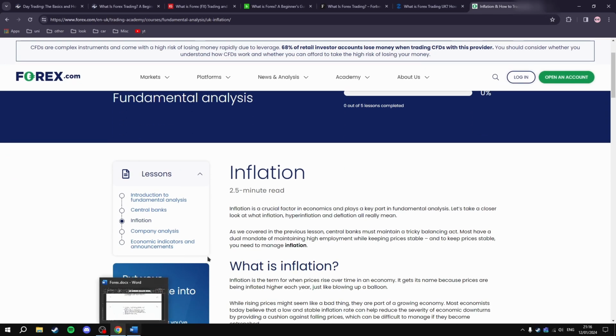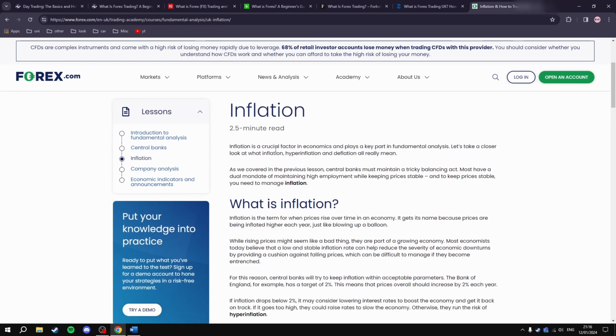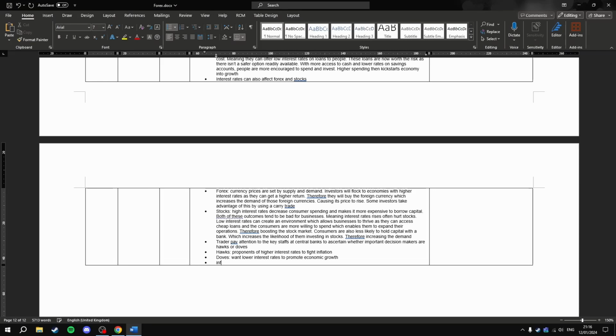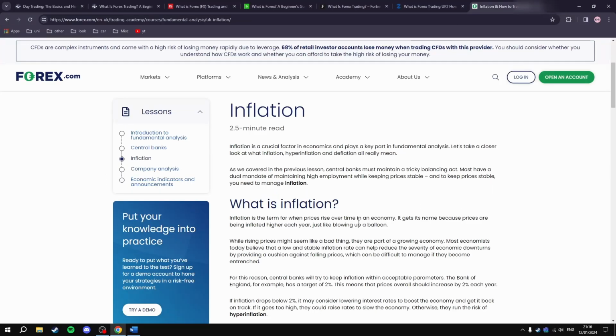Inflation. Right, okay. Inflation is a crucial factor in economics and plays a key part in fundamental analysis. Let's take a closer look at what inflation, hyperinflation and deflation all really mean.